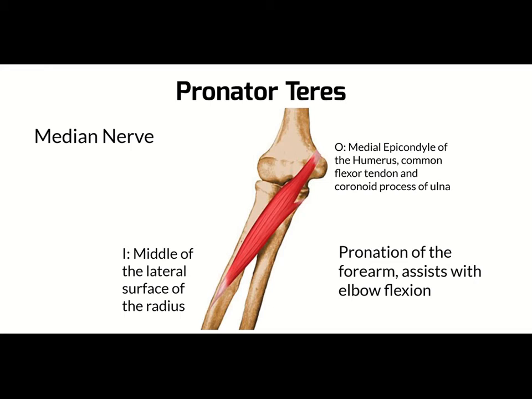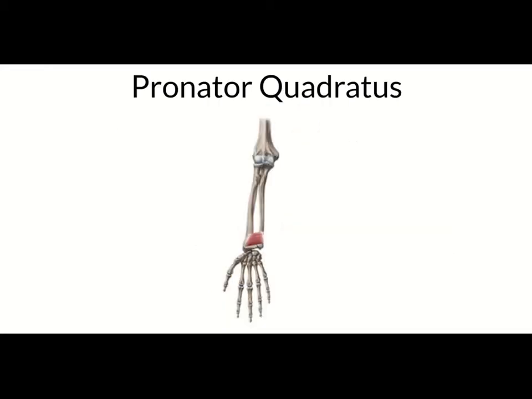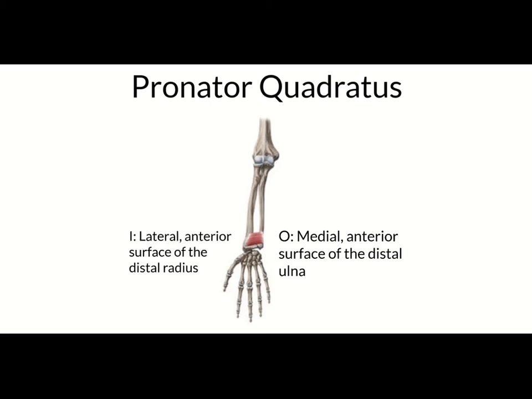It's innervated by the median nerve, and its primary action is pronation of the forearm, and it assists with elbow flexion as well. So the pronator quadratus is the only muscle that doesn't have close proximation to the elbow, but we still discuss it here because it is a primary pronator of the forearm and of the radioulnar joint. So it originates on the medial and anterior surface of the distal aspect of the ulna, and it inserts into the lateral and anterior surface of the distal radius. So again, it's running from the ulna to the radius, so from medial to lateral. It is innervated by the median nerve, and it causes pronation of the forearm or the radioulnar joint.